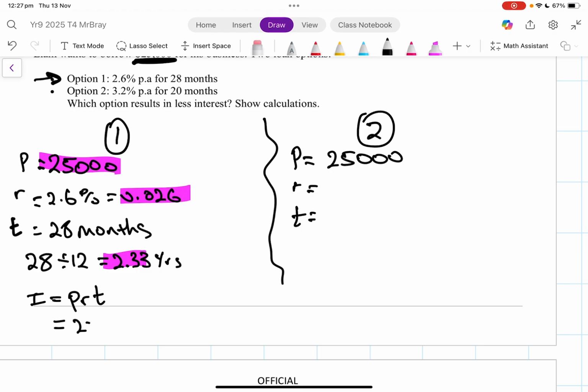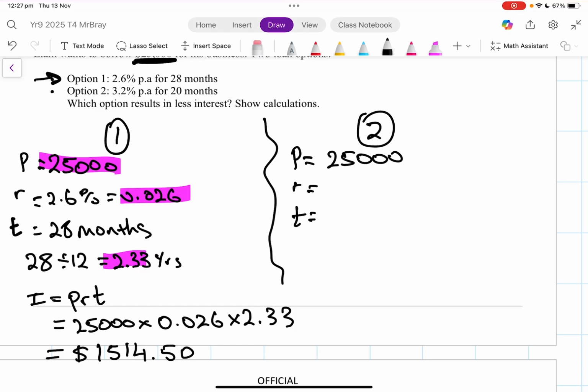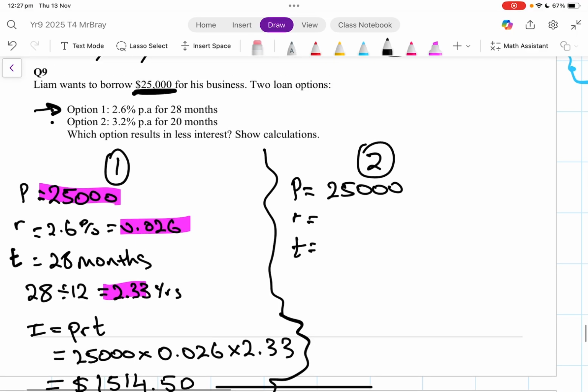And now using this value and this value, we can plug it into I equals PRT, and we would get 25,000 times 0.026 times 2.33, and in total that is going to give me $1,540.15, or 50 cents, sorry. All right, let's see if we get more or less from option 2.